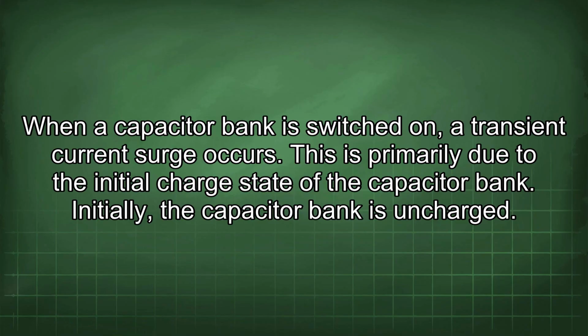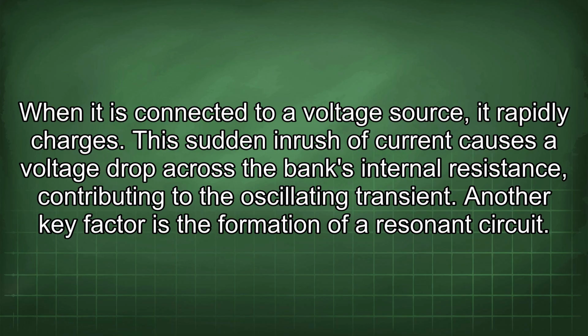When a capacitor bank is switched on, a transient current surge occurs. This is primarily due to the initial charge state of the capacitor bank. Initially, the capacitor bank is uncharged. When it is connected to a voltage source, it rapidly charges. This sudden inrush of current causes a voltage drop across the bank's internal resistance, contributing to the oscillating transient.